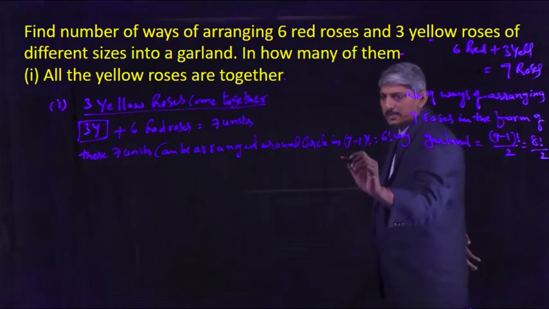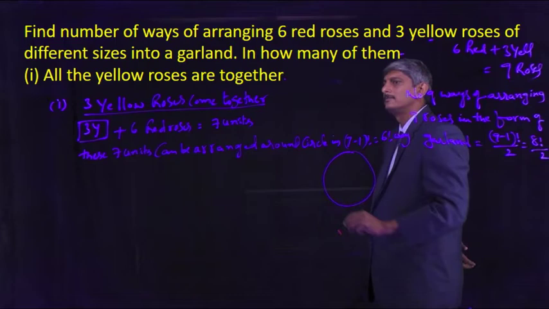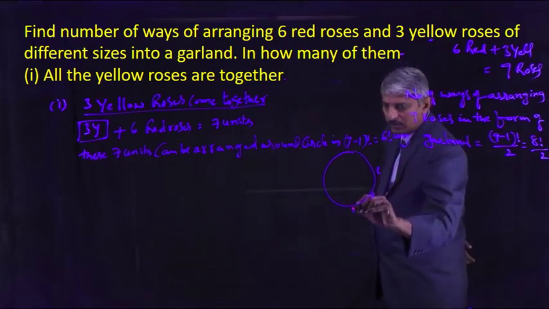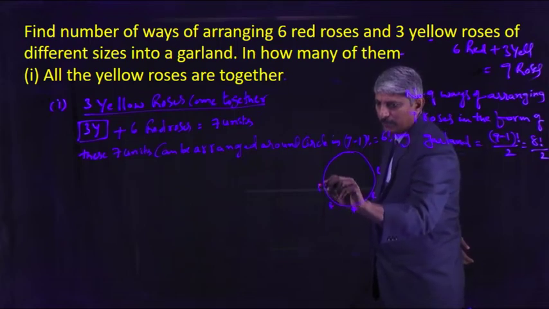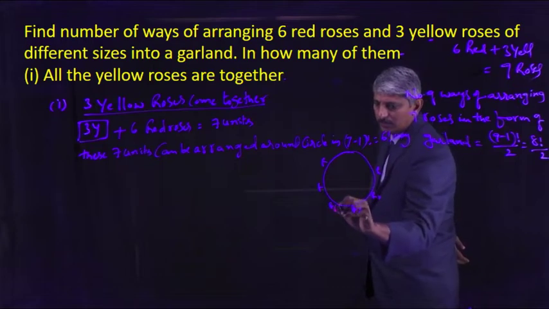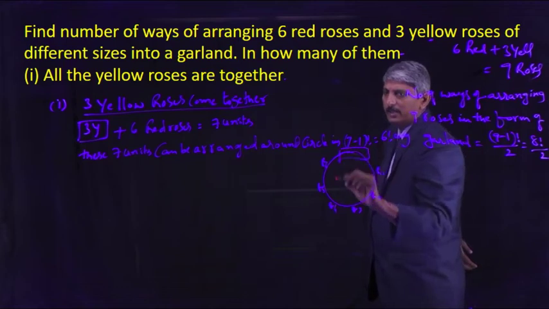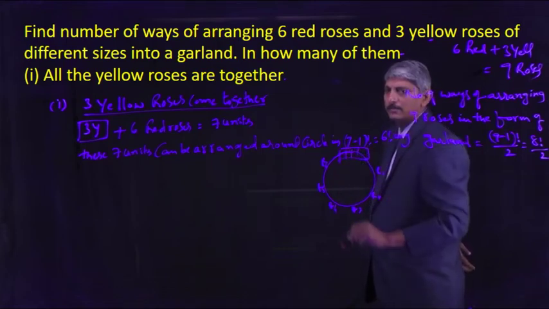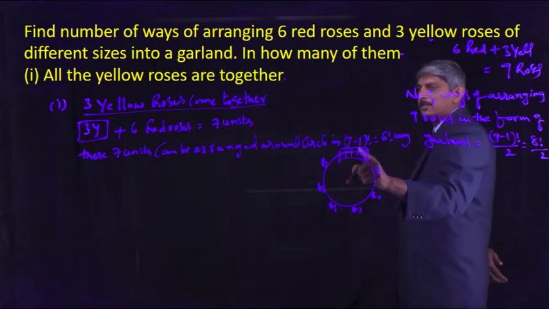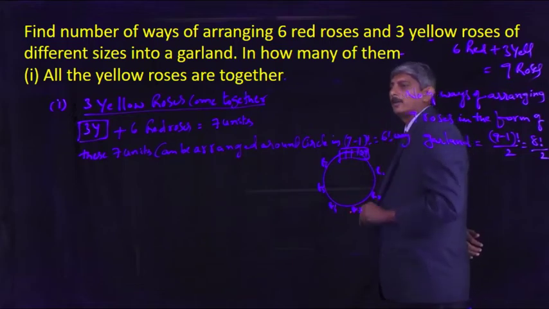Consider a circle. On this circle there are 6 red roses: R1, R2, R3, R4, R5, R6. And there is one bundle containing 3 yellow roses. Now, these 3 yellow roses among themselves can be arranged in 3 factorial ways.